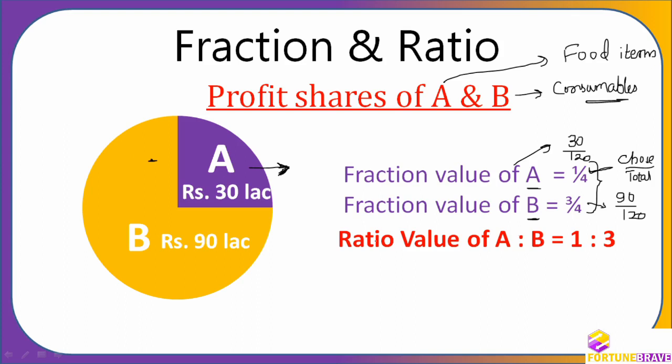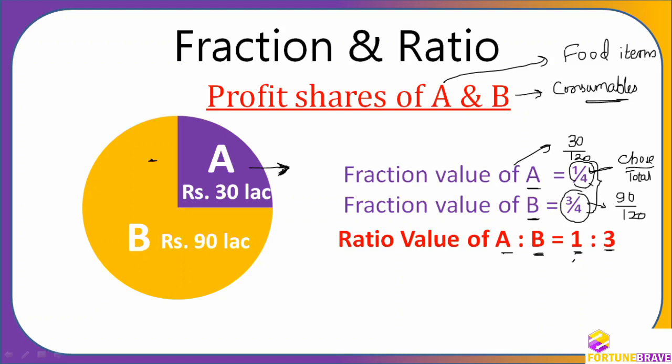If I want to compare between A and B, I'll compare like this. The ratio value of A is to B is 1 is to 3. How do I find this? I'll find that one fourth is A and 3/4 is B. So I can do it like this.